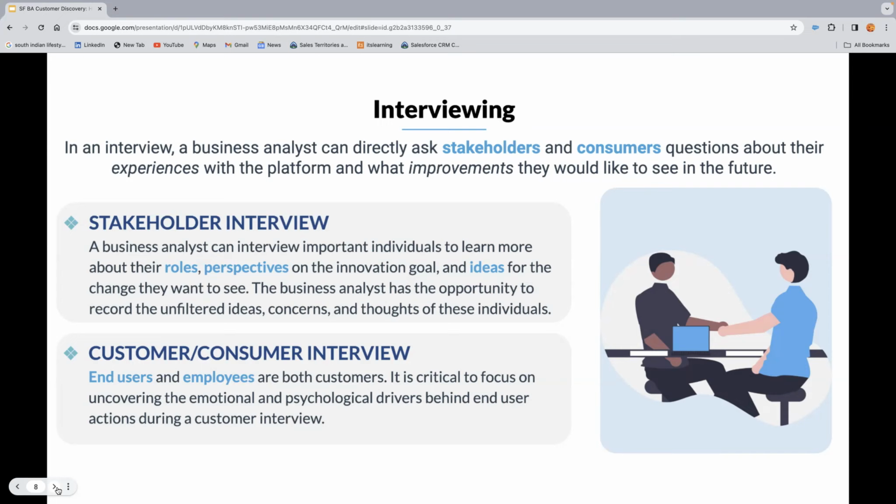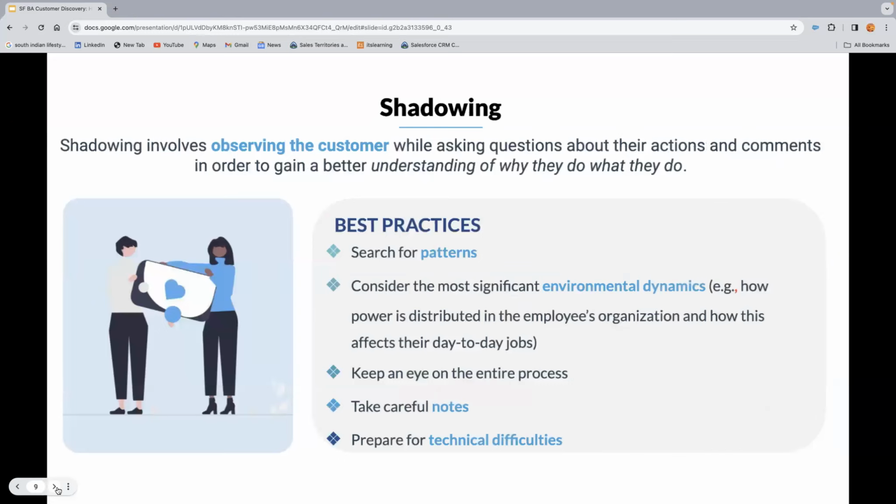Customer, consumer interviews. End users and employees are both customers. It is critical to focus on uncovering the emotional and psychological drivers behind end users' actions during the customer interview. Shadowing. Shadowing involves observing the customers while asking questions about their actions and comments in order to gain a better understanding of why they do what they do.